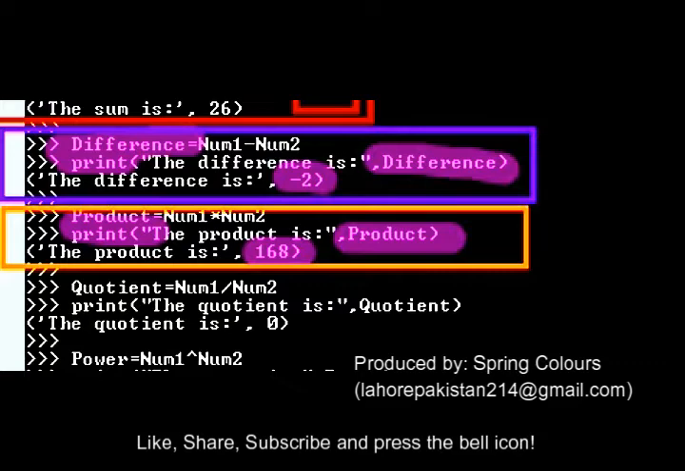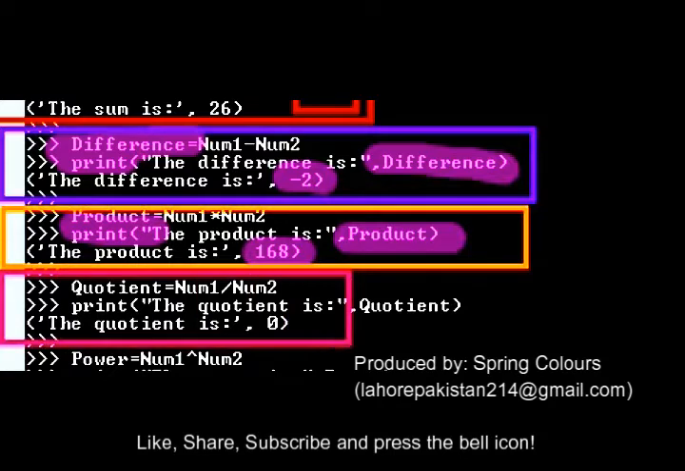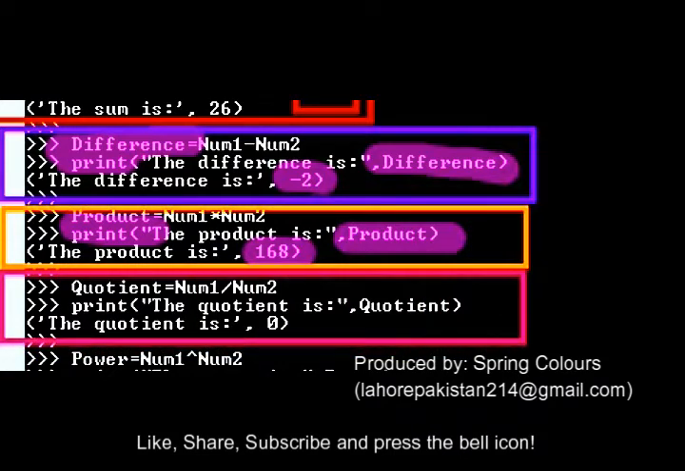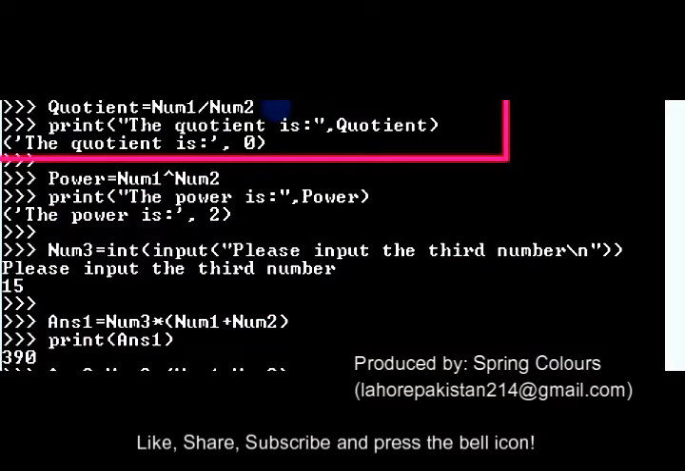Next, moving on to the next formula. Quotient is equal to num1 divided by num2. As 12 divided by 14 will be something in points, the quotient in whole number form will be 0. So num1 divided by num2 will be calculated over here and saved in a variable named quotient. This quotient will be displayed on the screen, and the quotient is 0 over here.